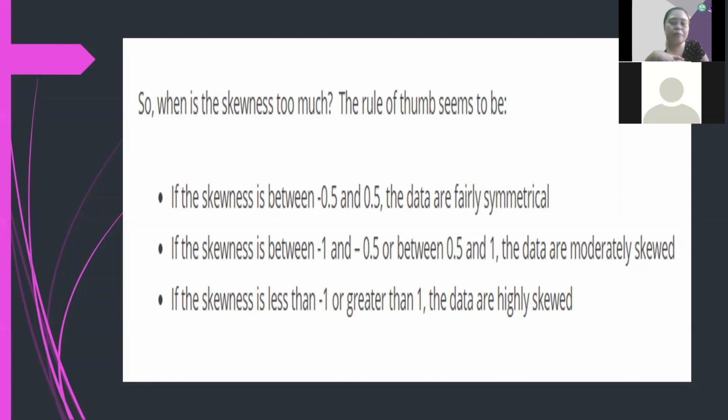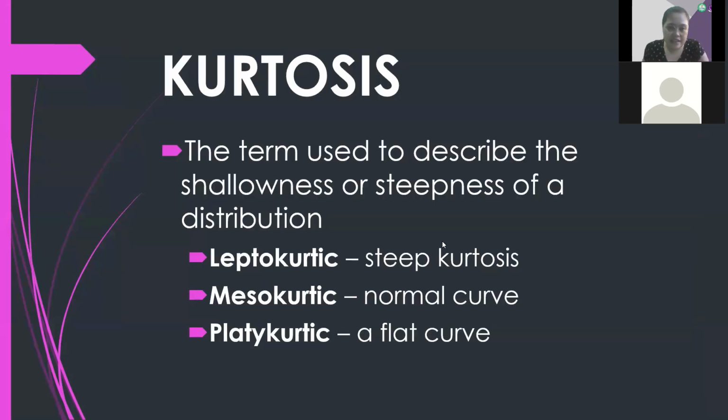Ang hindi applicable for parametric testing is if the skewness is less than negative 1 or greater than 1. And we can interpret the data here as highly skewed. So it can be positively skewed or negatively skewed. When you say less than negative 1, that is negative 1.5, negative 2, negative 3, and so on. Pag higher than 1, syempre 1, 2, 3, 4, 5, higher than that, skewed na yung data natin, we cannot use the parametric testing.